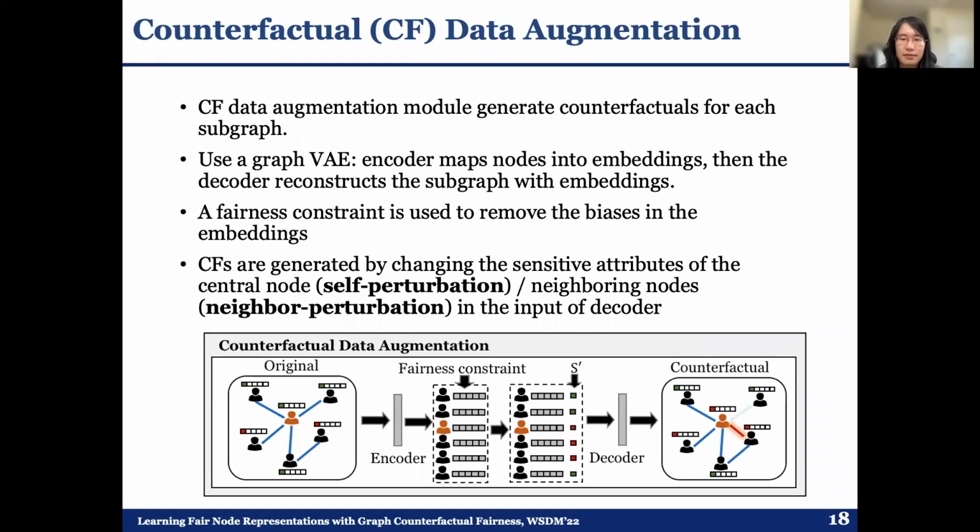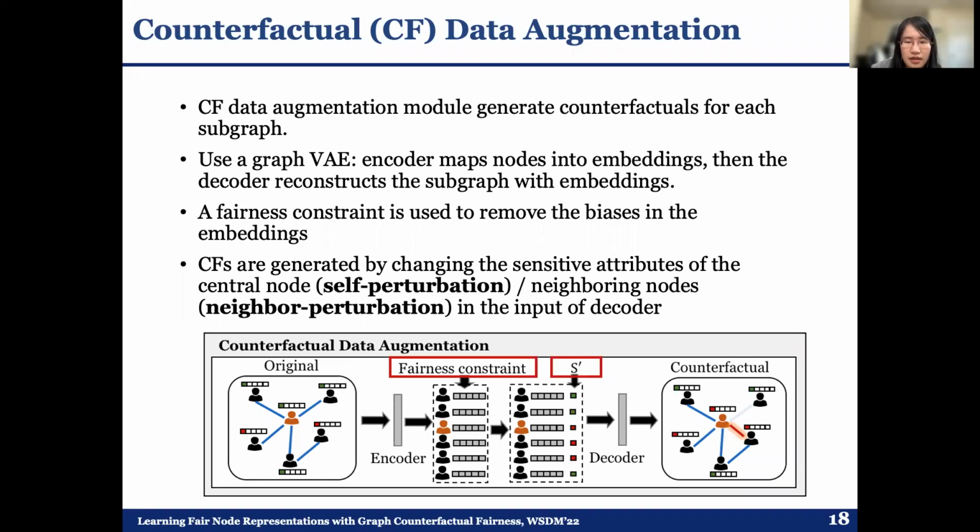And based on the subgraphs, we develop a counterfactual data augmentation module. We try to generate the counterfactuals for each subgraph with respect to different values of sensitive attributes for all the nodes in this subgraph. Generally, we use a graph variational autoencoder, or VAE, with an encoder that maps the nodes of the subgraph into embeddings, and the decoder reconstructs the subgraph with these embeddings. Here, a fairness constraint is used to remove the biases in the embedding.